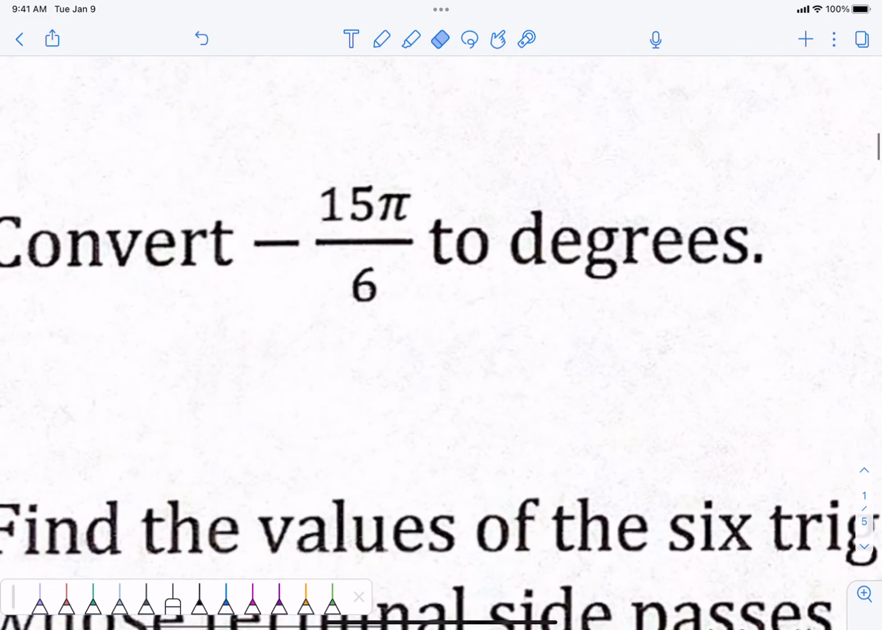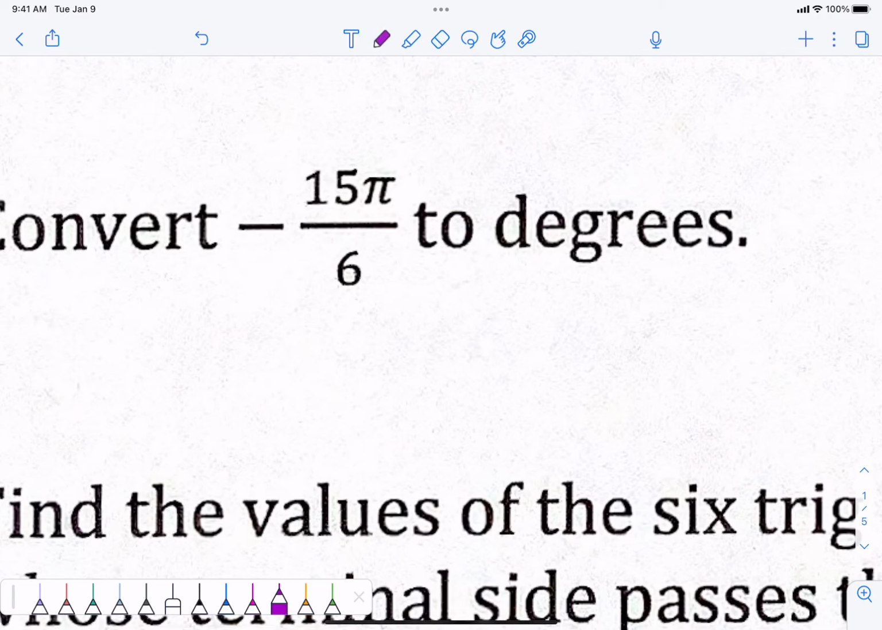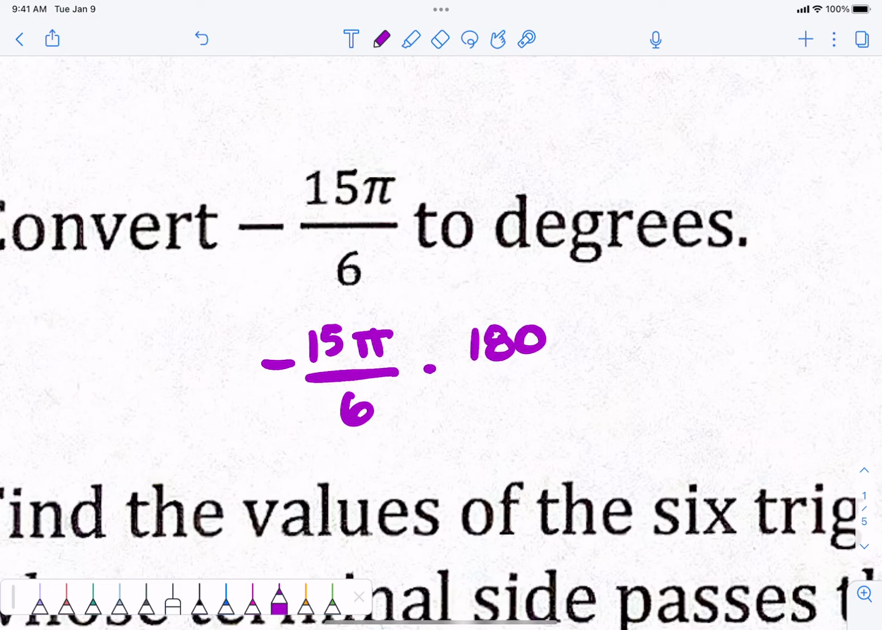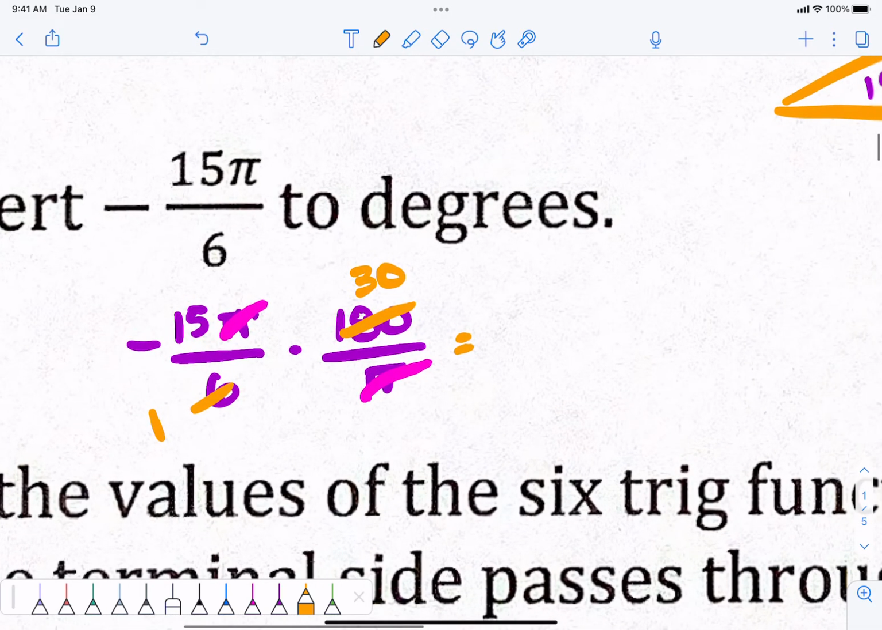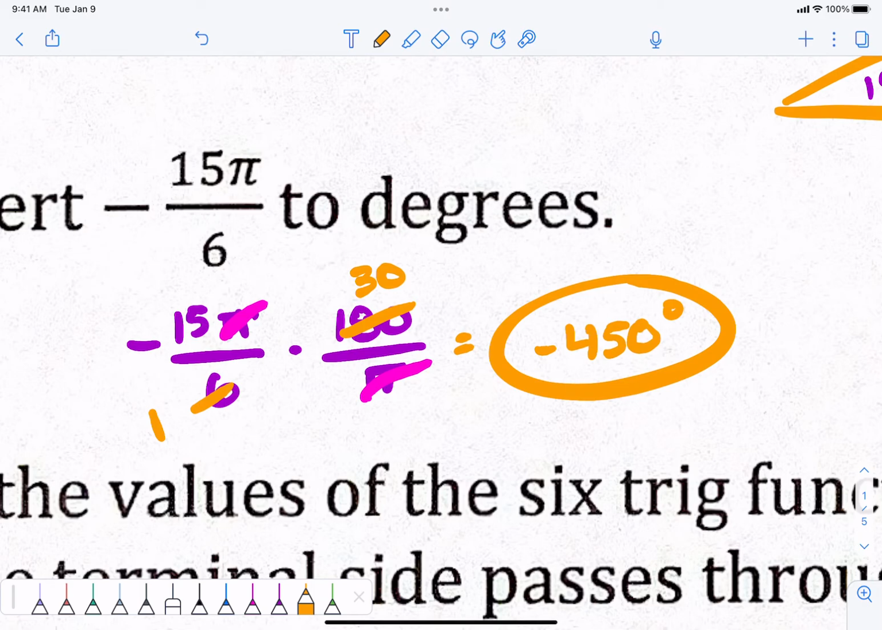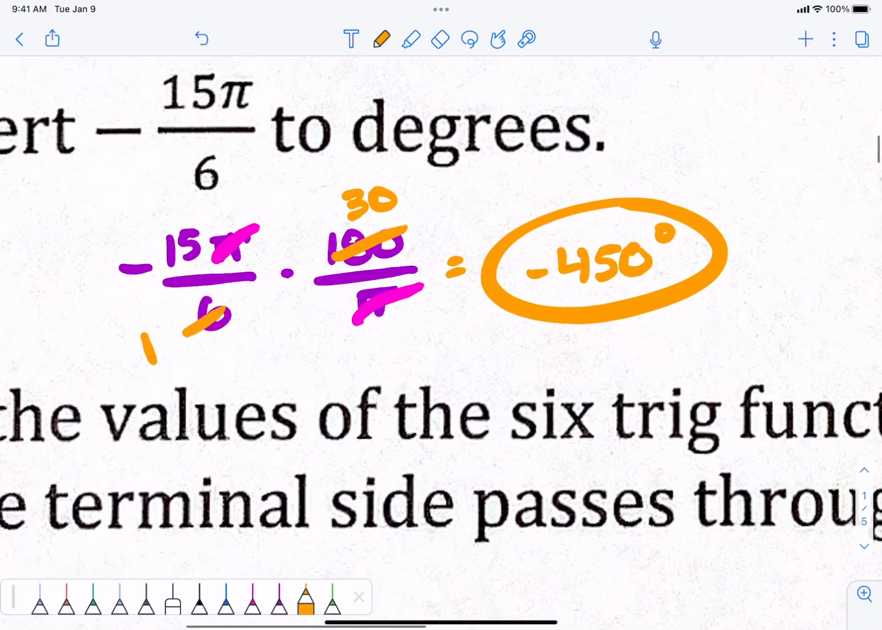Next, convert to degrees. What's the conversion? Pi over 180 or 180 over pi. This one will be 180 over pi. So the pi's cancel, and then we reduce 6 and 180 can become 1 and 30, right? And negative 15 times 30 is negative 450 degrees. Did we do that right? If you're converting to pies, just leave it as the fraction form. Don't multiply anything out. You just make it the most reduced possible.